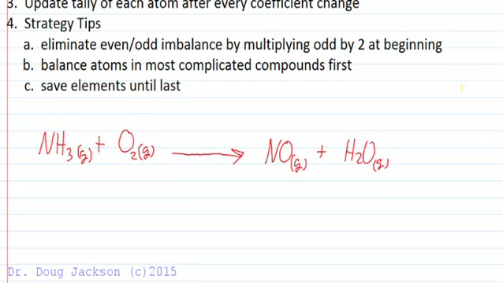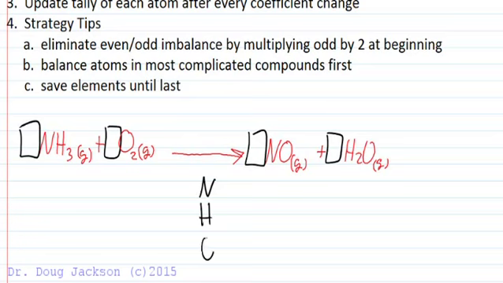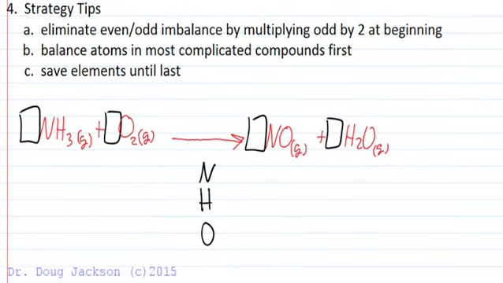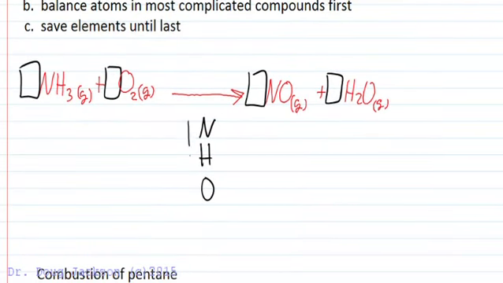So let's look at what we've got. We are missing coefficients in each of these locations. So that's the only place we have the ability to change. And so let's start by looking to see if we have an even-odd imbalance. So we're going to write out the elements that are on either side of the equation in the middle, and on either side of that we are going to tally.